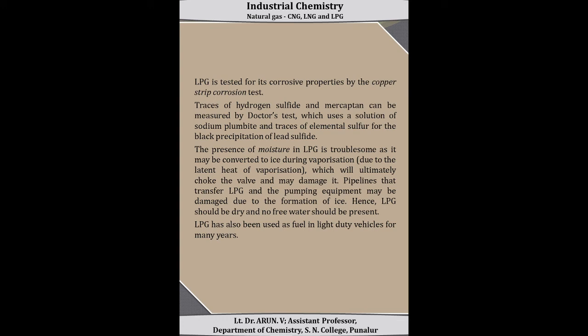The presence of moisture in LPG is troublesome as it may be converted to ice during vaporization, which will ultimately choke the valve and damage it. Therefore, the pipelines that transfer LPG and other plumbing equipment may be damaged due to the formation of ice. Hence, the LPG should be dry and no free water should be present in the LPG.